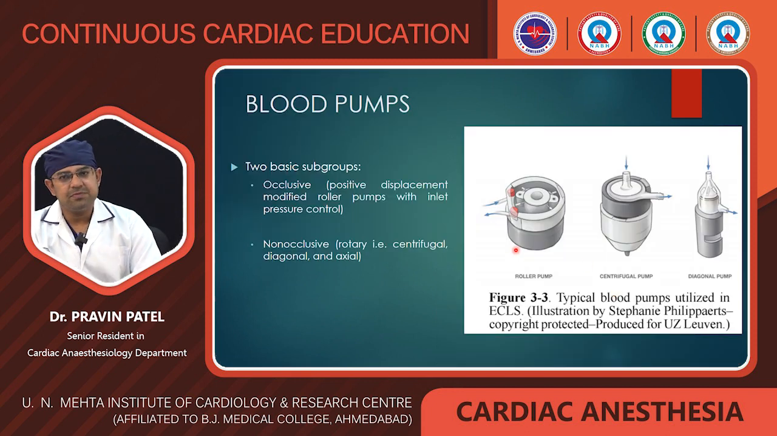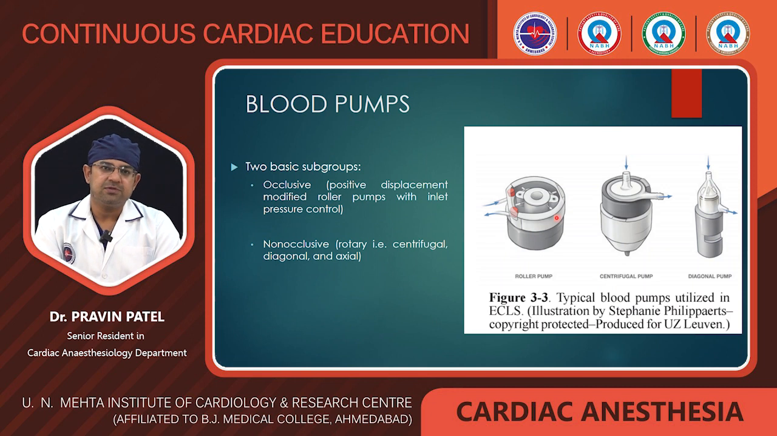Now come the blood pumps. There are basically two subgroups of blood pumps: one is the occlusive pump and another is the non-occlusive pump. The one we use nowadays in CPB is the roller pump. It has two heads placed at 180 degrees. The tubings incorporated into these heads are very important, so that you prevent excessive occlusion of the tubings, because you have to watch for the chances of hemolysis in this roller pump.